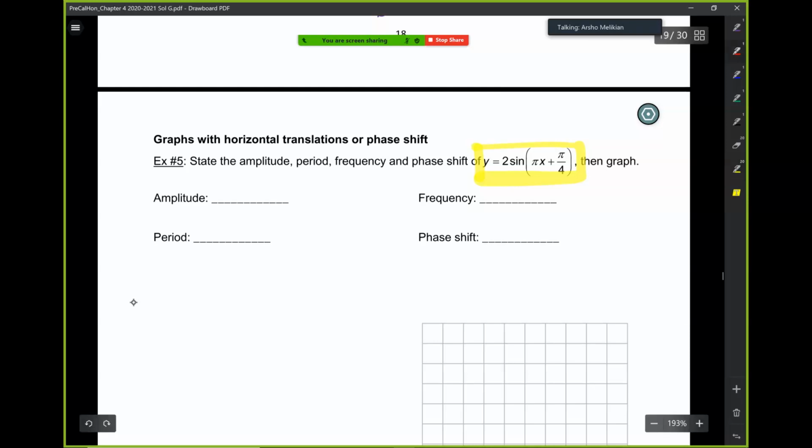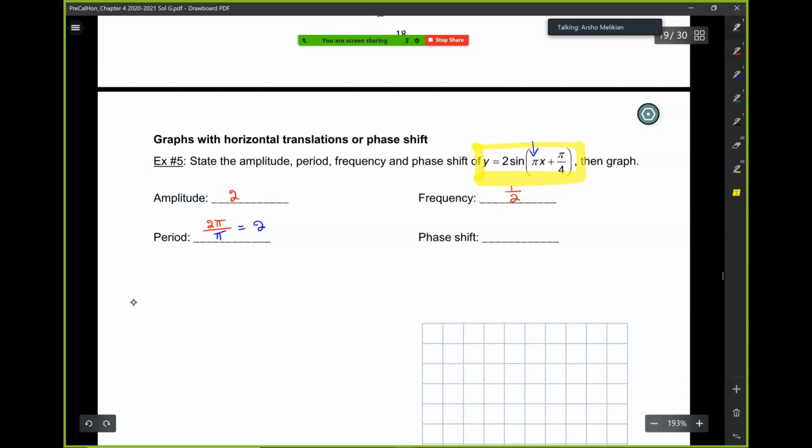But before we graph it, we gotta put in some of the features here. Okay, amplitude. Can somebody yell out what the amplitude is? 2. And the period, 2 pi over what? What's b here? Pi. So it's just 2, and that's okay. The frequency, no math involved, just the reciprocal of the period. You're not going to do any thinking for that one. If you're overthinking it, you're doing it wrong. Those are free points, that frequency.